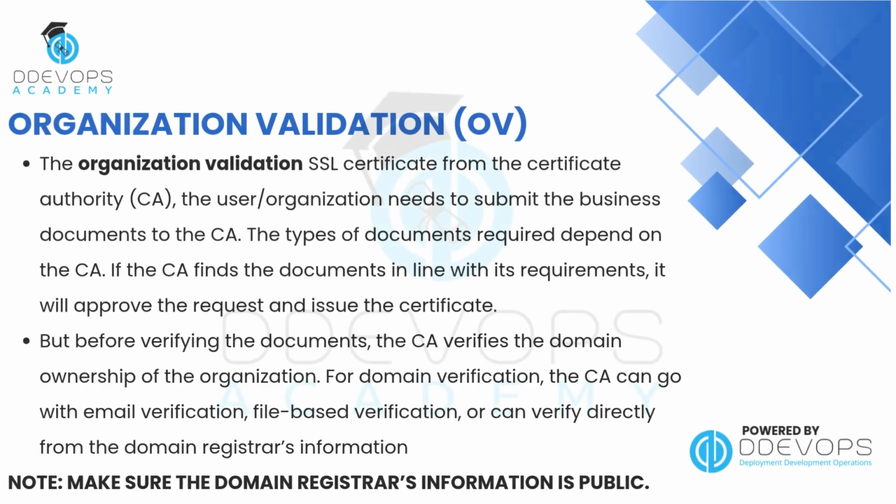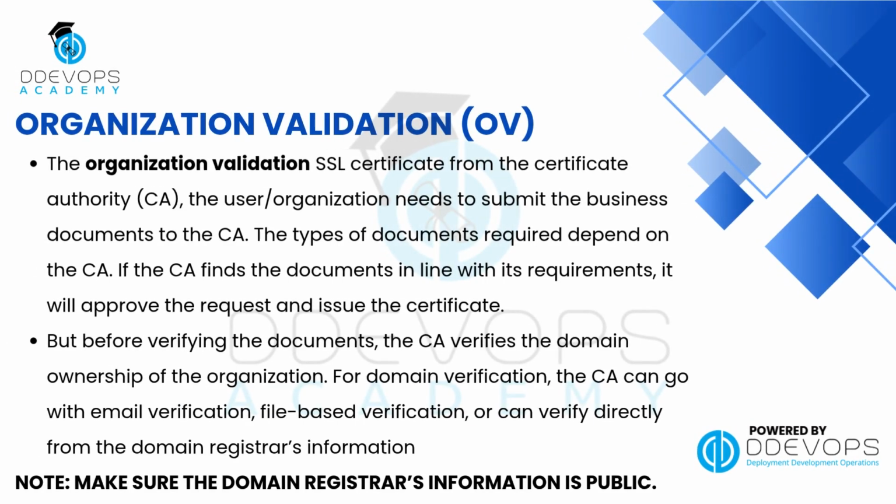Organization validation. The organization validation SSL certificate comes from the Certificate Authority, CA. The user or organization needs to submit the business documents to the CA. The types of documents required depend on the CA. If the CA finds the documents in line with its requirements, it will approve the request and issue the certificate.